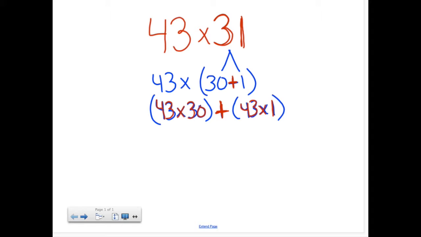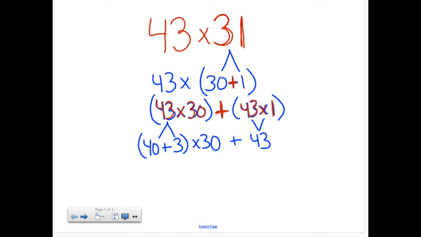So now I can solve 43 times 1 mentally. So I'm going to do that and just write 43 here. 43 times 30 cannot be solved mentally. This is like the homework you did last night, where I'm going to need to break apart the 43 into tens and ones so that it can be solved mentally. So I'm going to split that up into 40 plus 3 and put that in parentheses because I'm showing 43 in another way, times 30 plus 43.